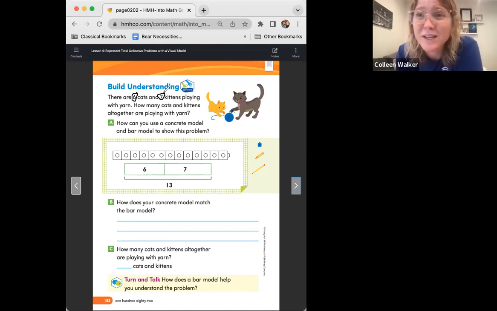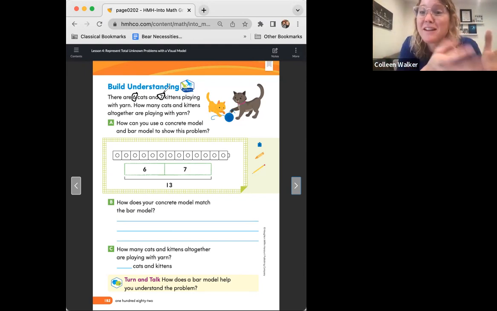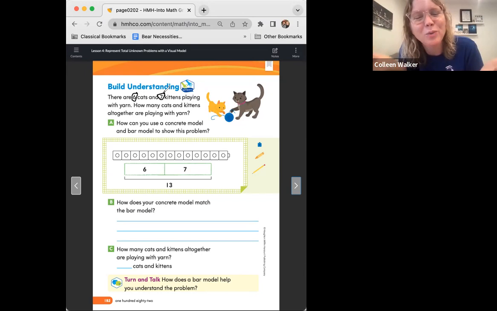What's the difference between a cat and a kitten? Right, a kitten is a baby cat. So in these problems, they're talking about the older cats versus the little ones, the kittens. The cats and the kittens are playing with the yarn, and they want to know how many altogether are playing.